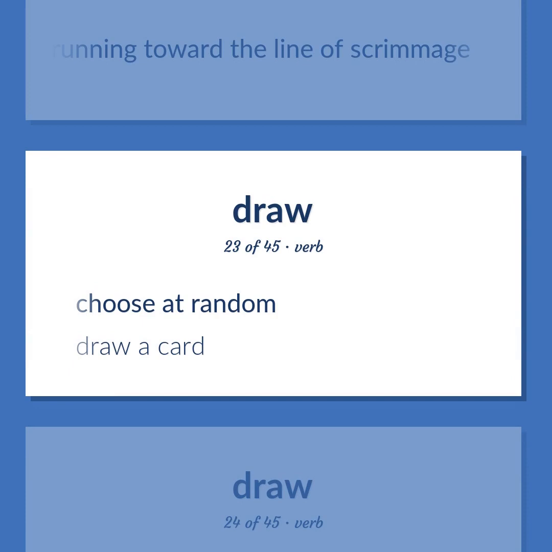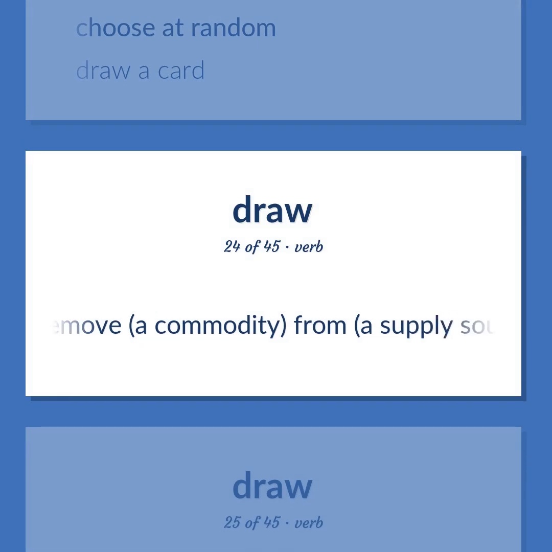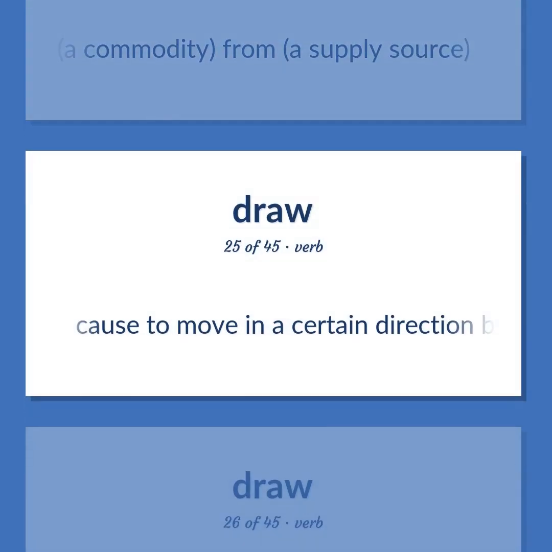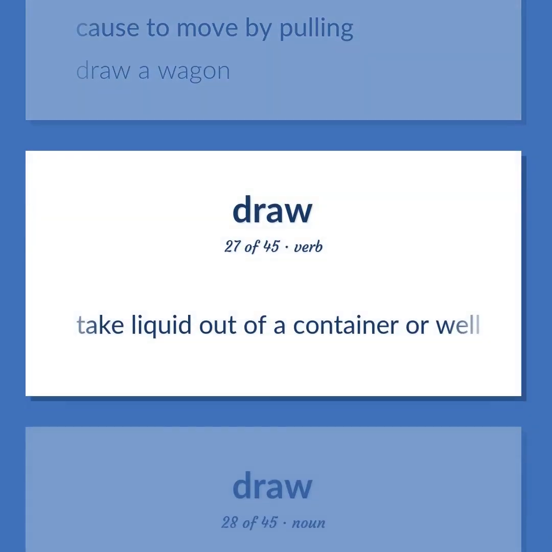Choose at random. Draw a card. Remove, a commodity, from, a supply source. Cause to move in a certain direction by exerting a force upon, either physically or in an abstract sense. Cause to move by pulling. Draw a wagon. Take liquid out of a container or well.